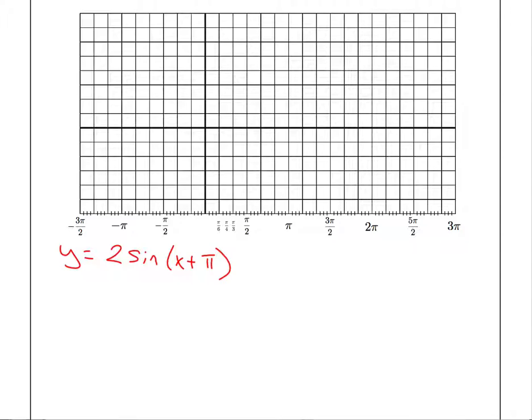So the first thing I want to find is amplitude, which is 2. The next thing I want to find is the period. What's the period in this case? 2 pi. And then my start would be where? In the middle. So I would start at the middle. All right, so what I want to do now is take care of my period marks. So I go to 2 pi. Cut it up.